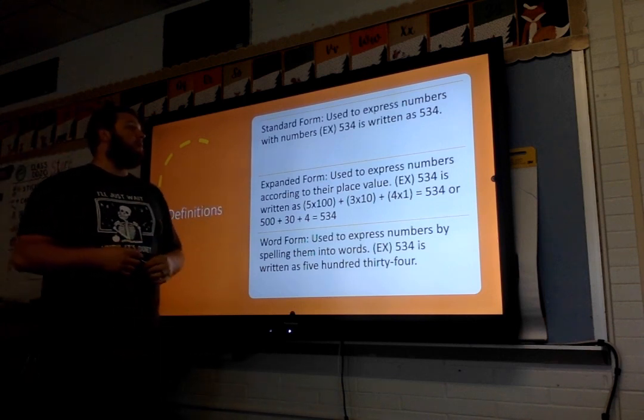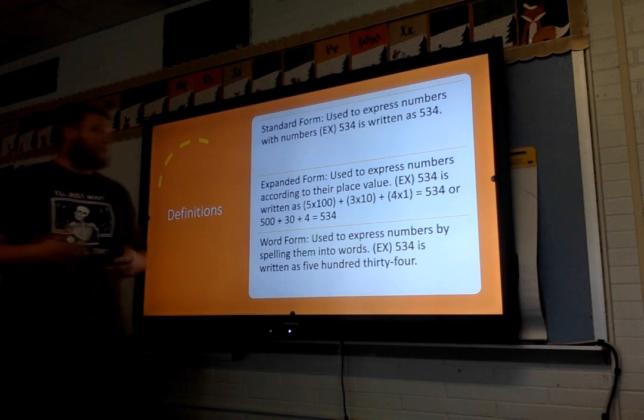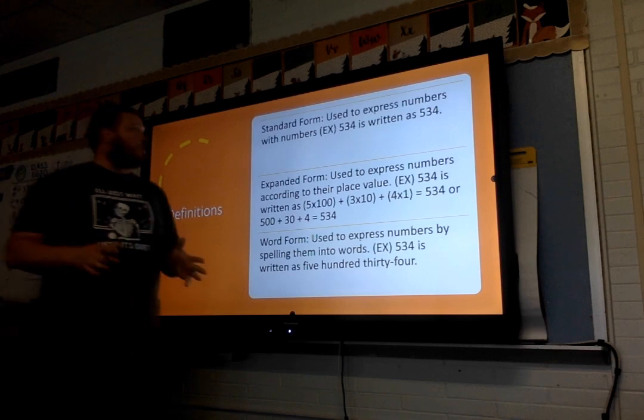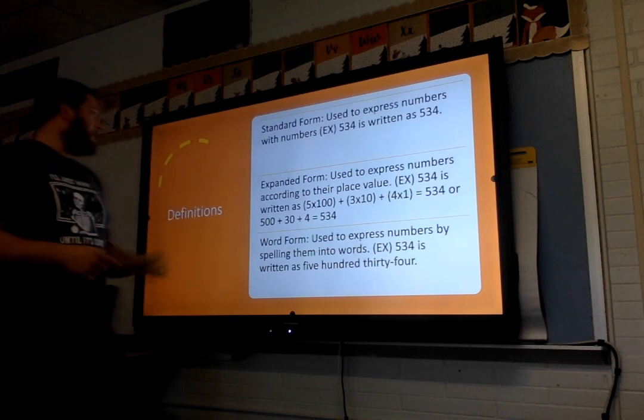So standard form is used to express numbers with numbers. Pretty much now I have an example. 534 is written as 534. Nothing changes in standard form. It stays exactly the same.